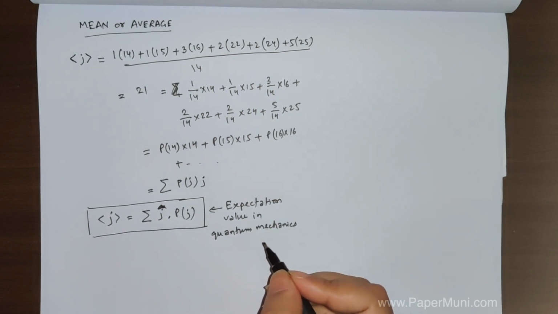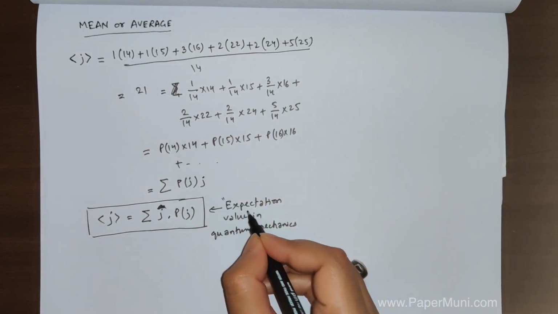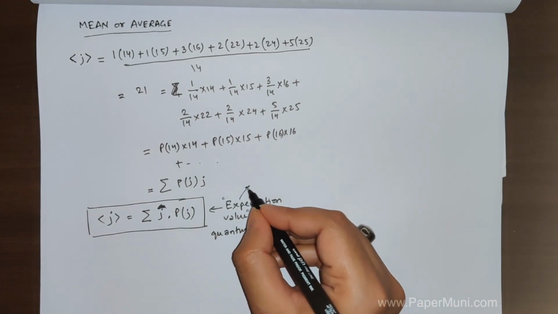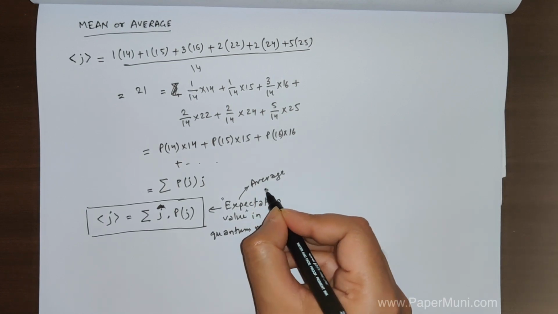Alright, expectation value in quantum mechanics. Now this expectation value is just a word. It is just the average or mean.